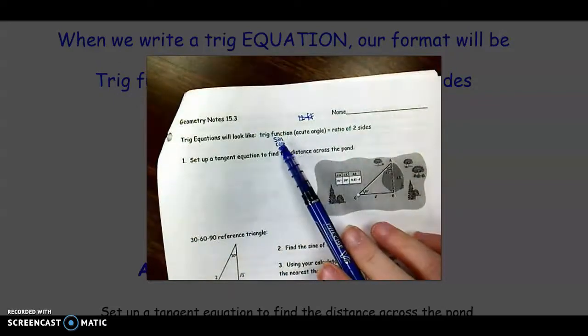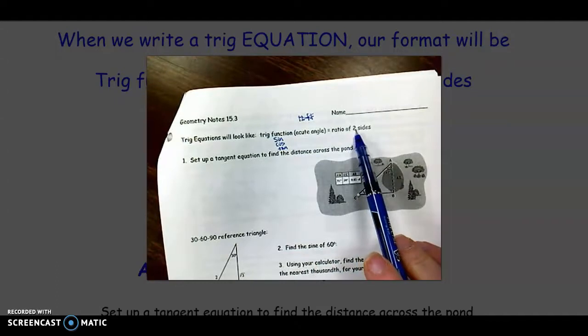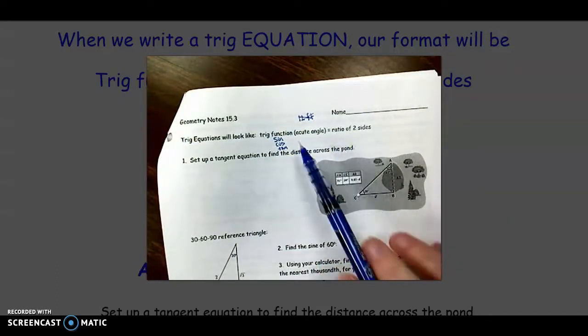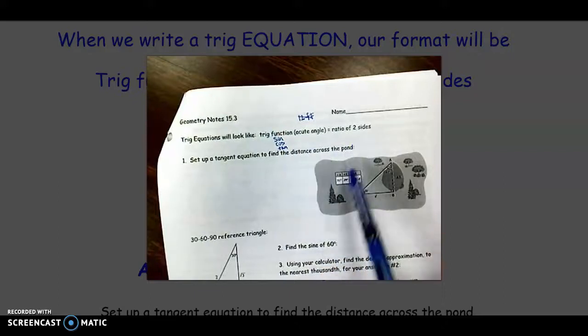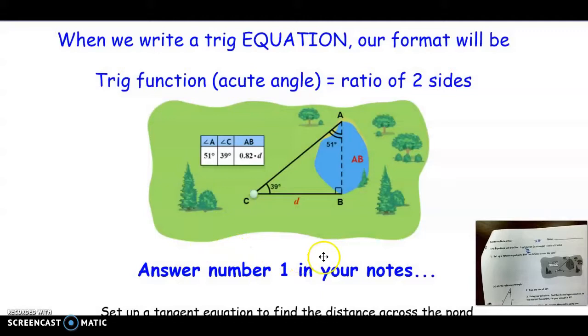So we know if we use sine, we're going to use opposite over hypotenuse as our ratio on the other side of the equation. If we use cosine, we're going to use adjacent over hypotenuse. If we use tangent, we're going to use opposite over adjacent. So let's look at number 1 in our notes.